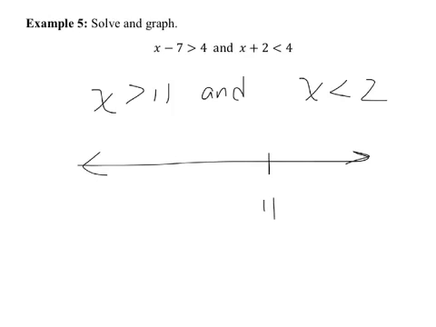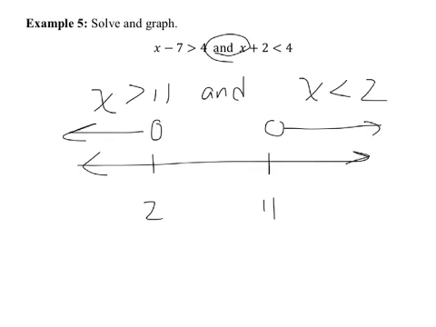When it's greater than 11, it means it's everything to the right of 11, and less than 2 is everything here. So it looks like a disjunction, but it says and. There's no overlap of these two sets anywhere. They don't cross each other anywhere. So there's no solution to this problem, or it's simply an empty set.